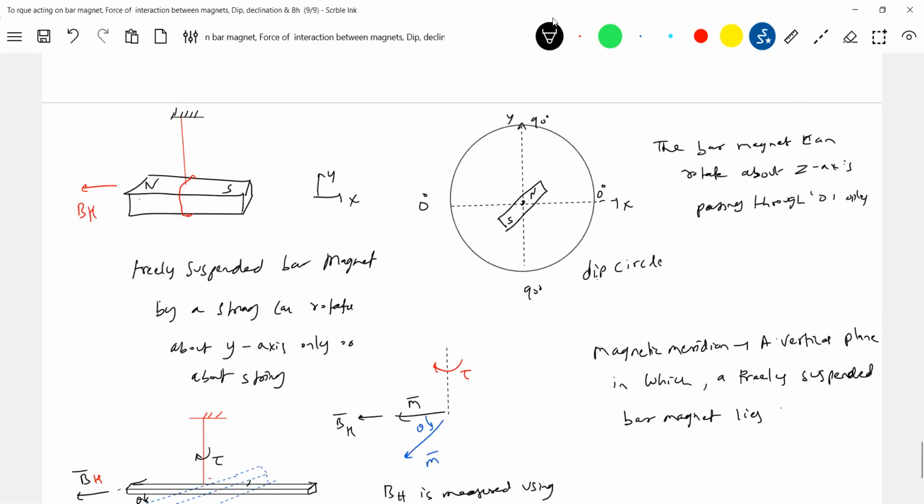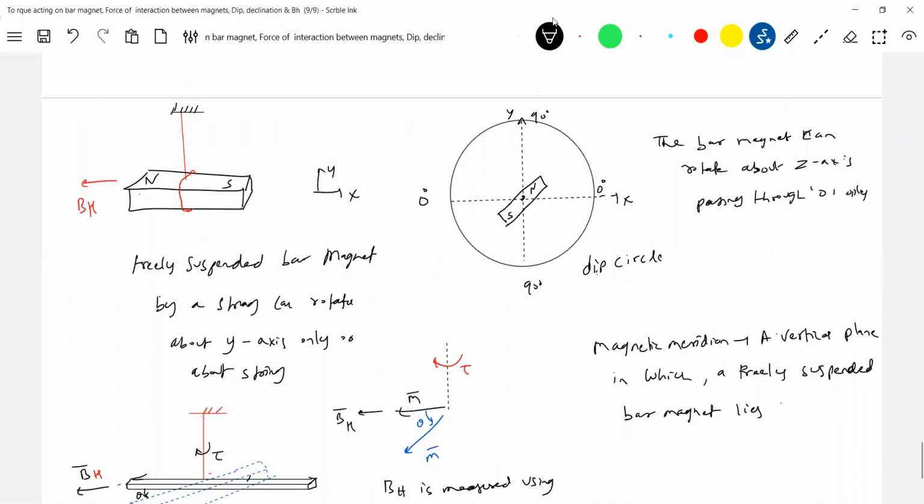Now, how to identify the magnetic meridian? Sir, in my home, I want to identify it. You just do one thing: take a bar magnet, tie it with a light thread, then hold it. The vertical plane in which this bar magnet lies is the magnetic meridian. Agreed, all of you? It's quite simple. This is the only method available to identify the magnetic meridian.